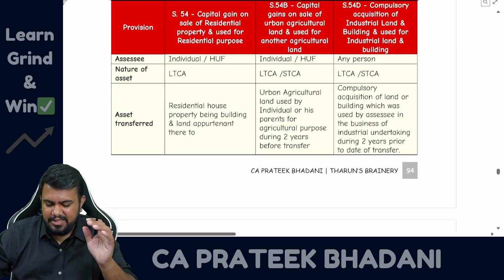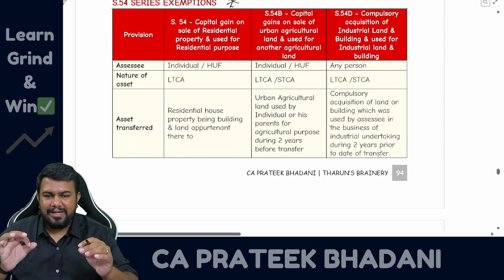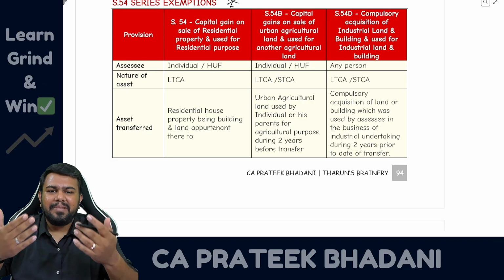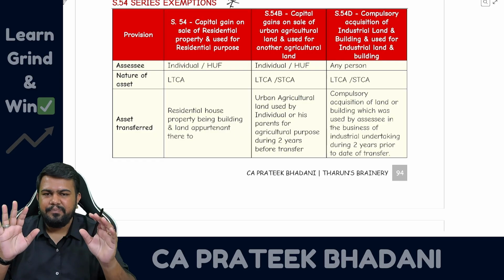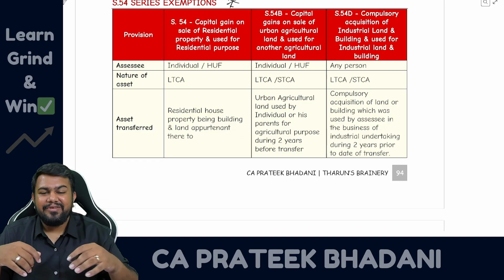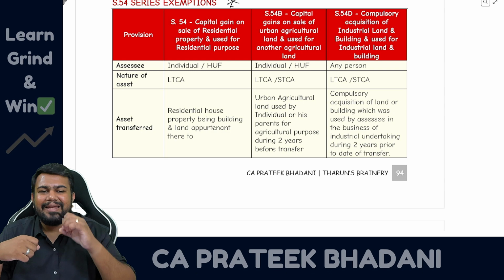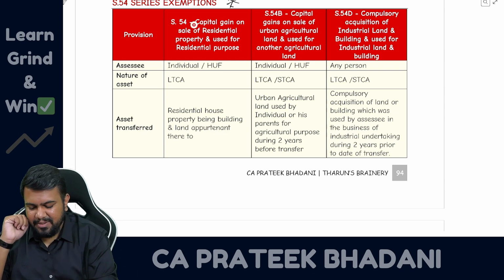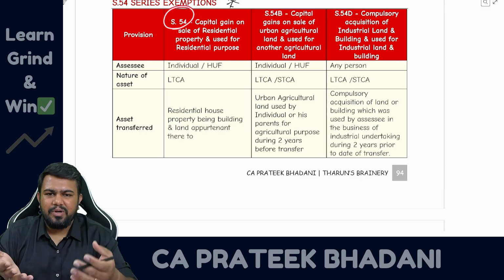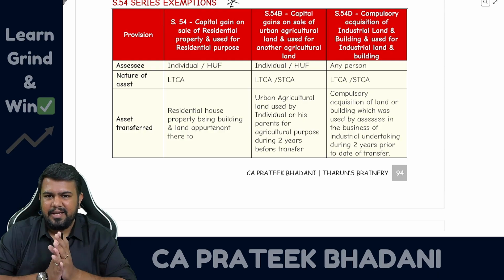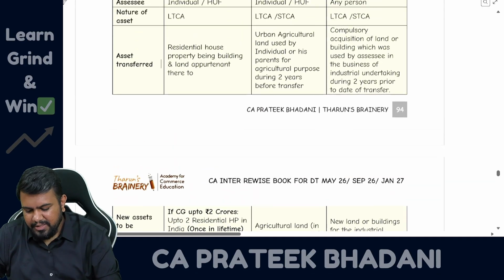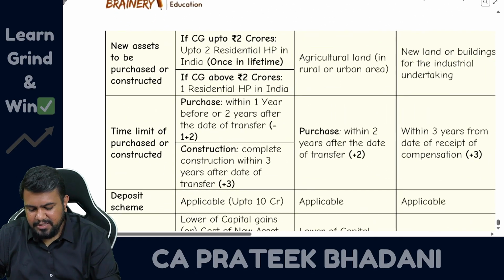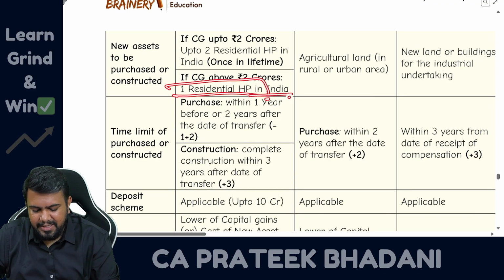So what does this section say? Section 54 is applicable only if there is an individual or HUF. The individual or HUF has a long-term capital asset being a house property. The house property is being sold and with that money they are buying another house property. With the capital gain they are buying another house property. Only then is this section applicable. So one property is being sold, another property is being purchased using the capital gain. So now, what is the property sold? A residential house property being a long-term capital asset. The new asset to be purchased is one residential house property in India.